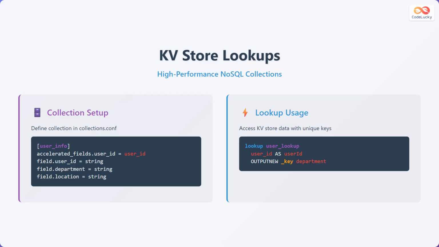KV store lookups also provide access to a special _key field, which represents the unique identifier for each record in the collection. This makes KV stores particularly powerful for scenarios requiring real-time updates and high-performance queries.